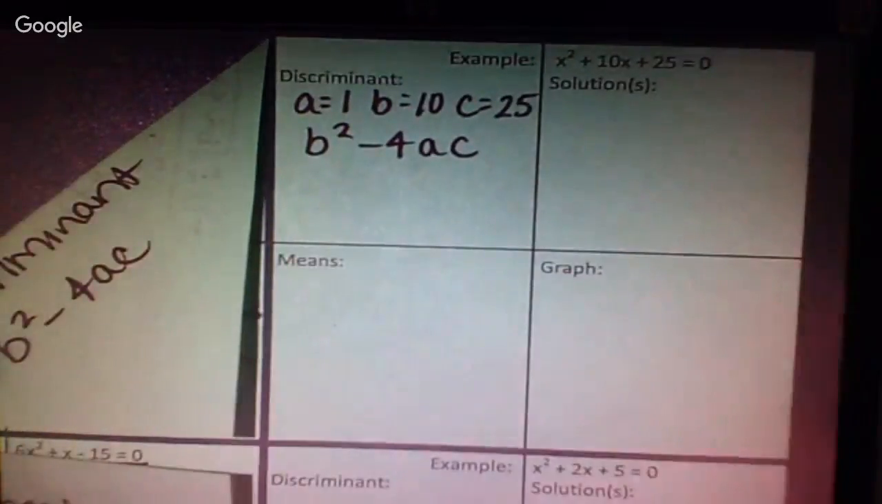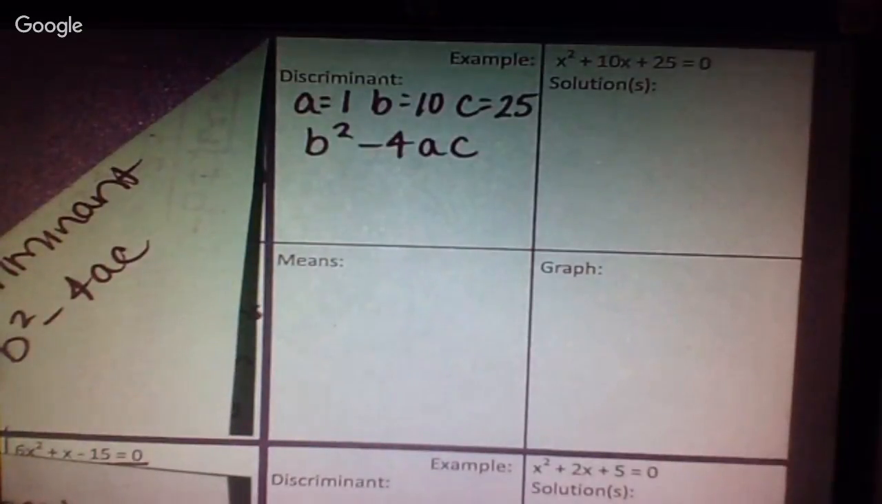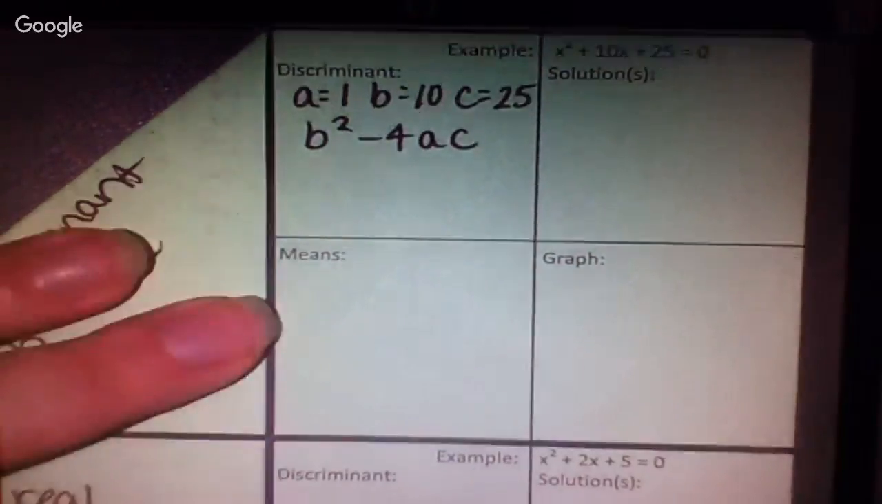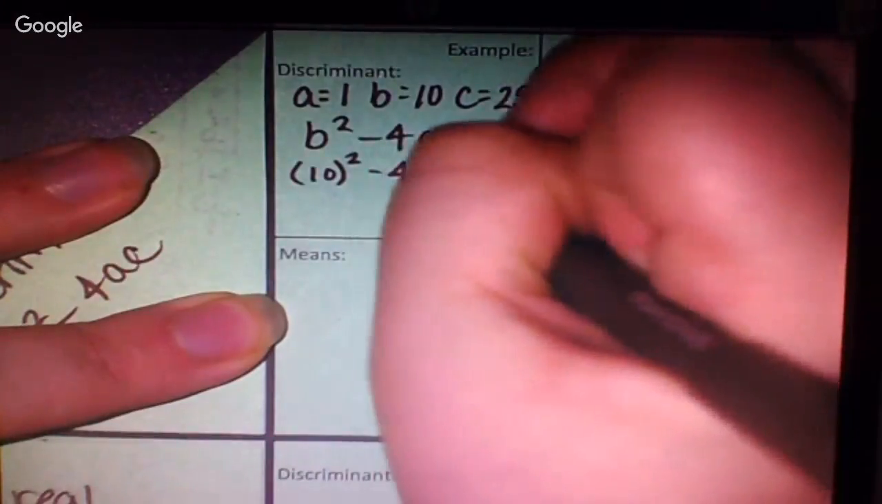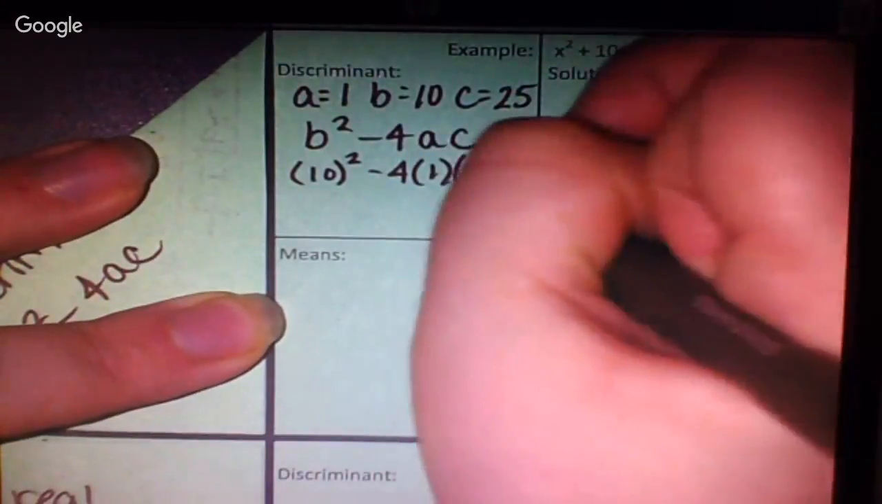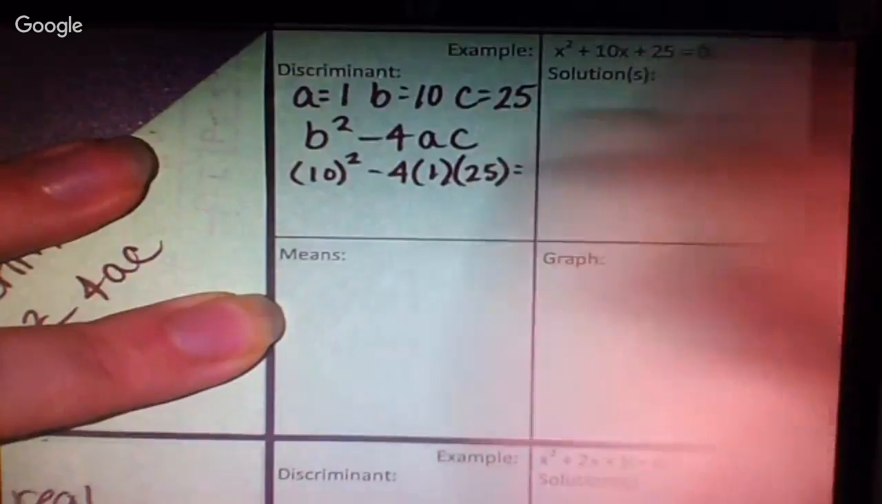Miss Harvey. What? All right, so again, we need to plug this into the discriminant to figure out how many solutions. How many times does this cross the x-axis? So when I plug in, I replace b with 10. I replace my a with a 1 and my c with a 25.